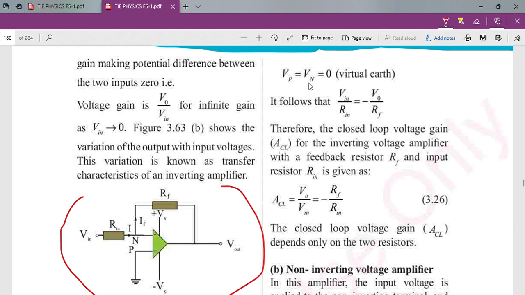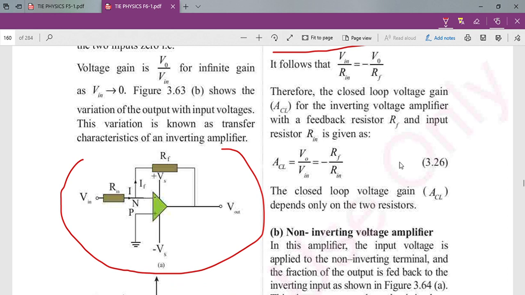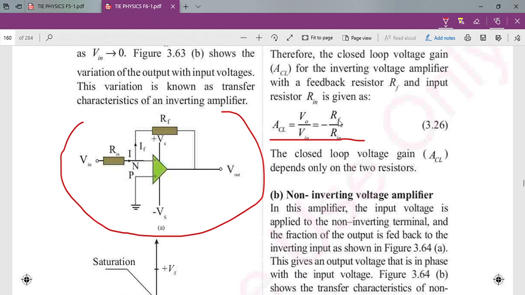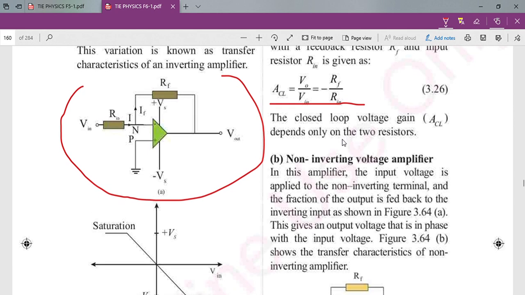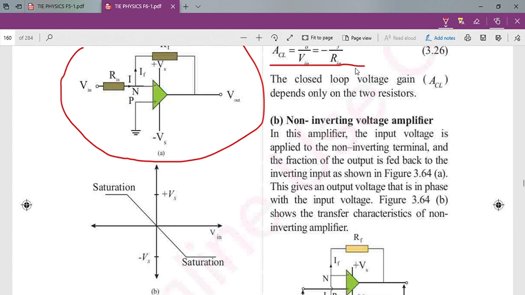Vp is equal to Vn is equal to 0. By simplifying, you will get Vn over Rn is equal to negative Vo over Rf. Now if you arrange Vo over Vn, voltage output over voltage input is called gain, which is equal to negative Rf over Rin. That is what we call gain.